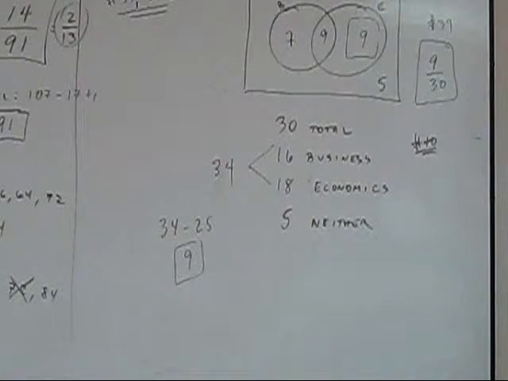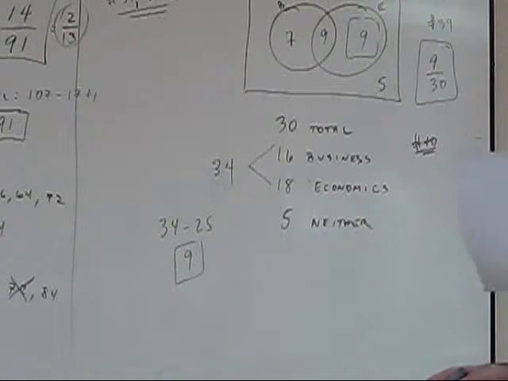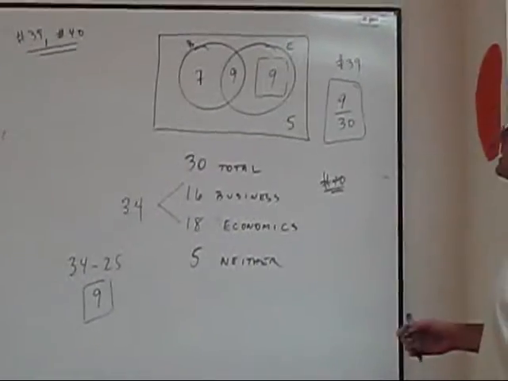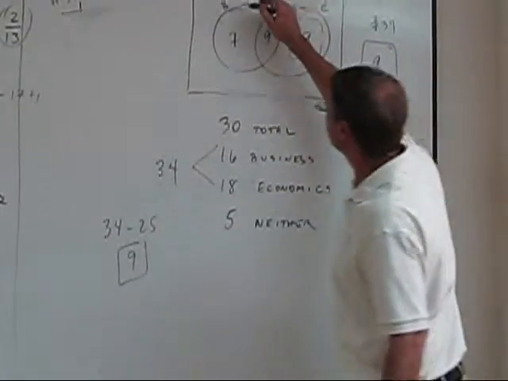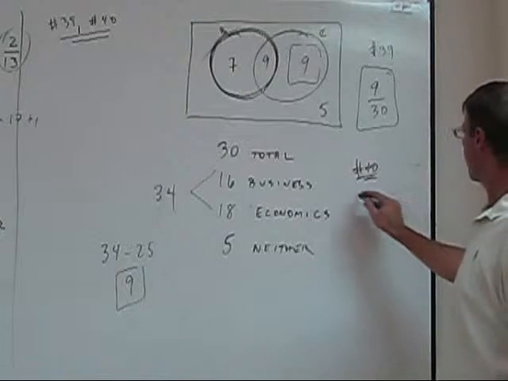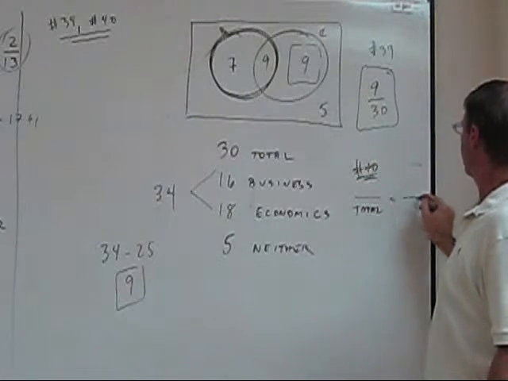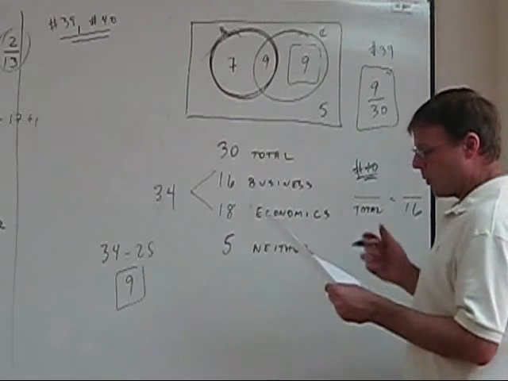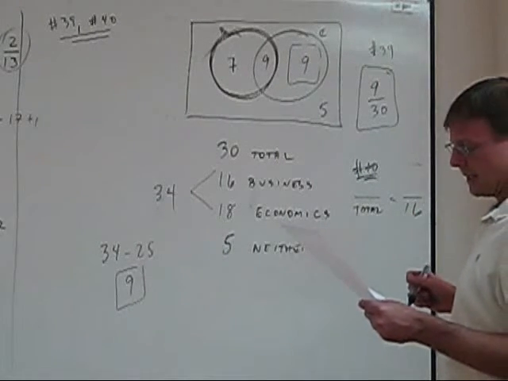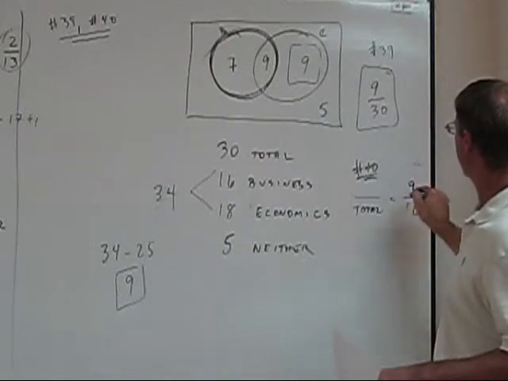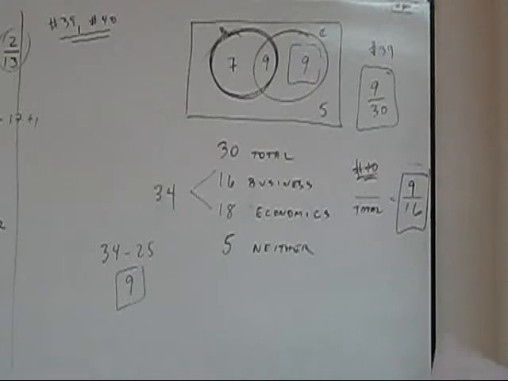Okay, number 40. Number 40 says, given that the student studies business, find the probability that he or she also studies economics. So the way you read this is, given that they study business, that means we have to be in this circle. They study business. So the total here is 16. There are 16 students that study business. So we're only picking a random student from the business people. And then it asks, what is the probability that they also study economics? Well, there's 9 of these students that also, so the probability would be 9 out of 16. And that's the answer to number 40.